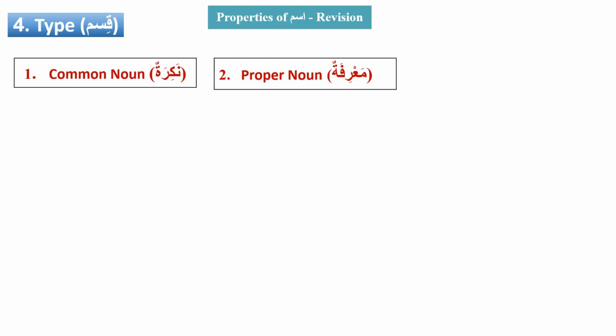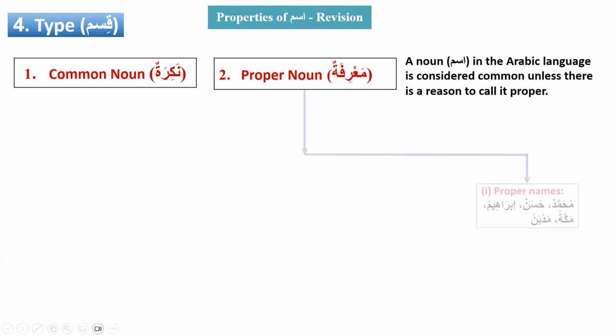Like gender, you remember in gender, we said an ism is masculine unless there is a reason to call it feminine. And then we learned the reasons of femininity, right? And if we don't find any of those reasons, then it is masculine. Same thing here. The default type is common noun unless there is a reason to call it proper. And now we are going to learn the reasons of calling something proper. Proper names of people and places is proper noun. Can somebody give me the next one if you remember?